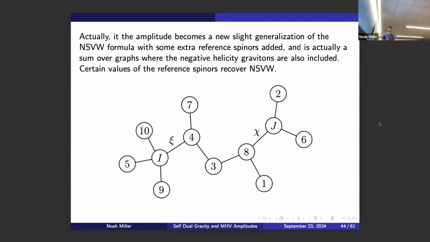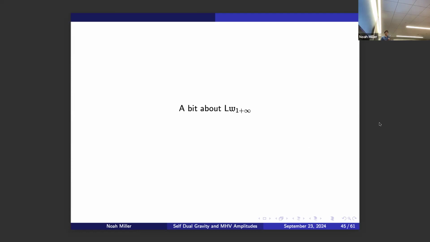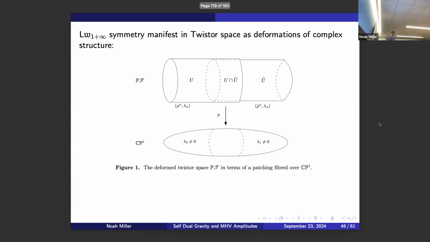Okay, so I have about 15 minutes left. I'm just going to give a very brief example of where my interest in this actually came from, which was the so-called LW1 plus infinity algebra. You really also shouldn't do this in a talk, just talk about a totally different thing, but doesn't matter.